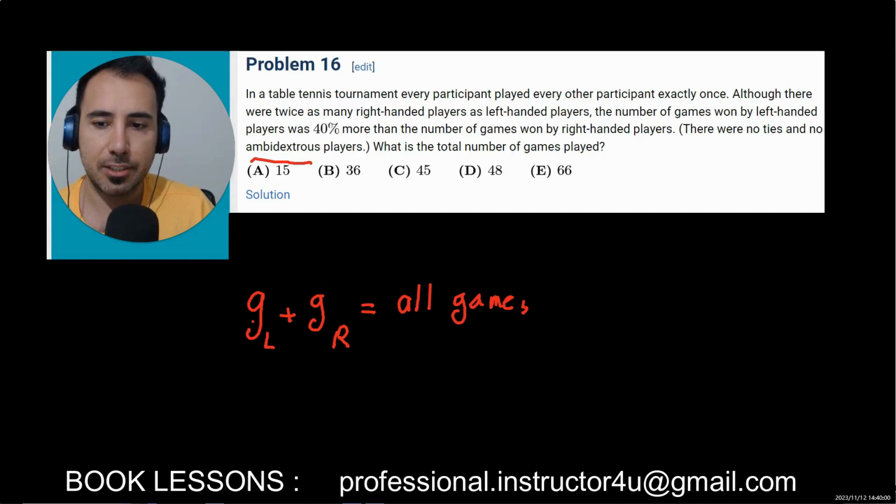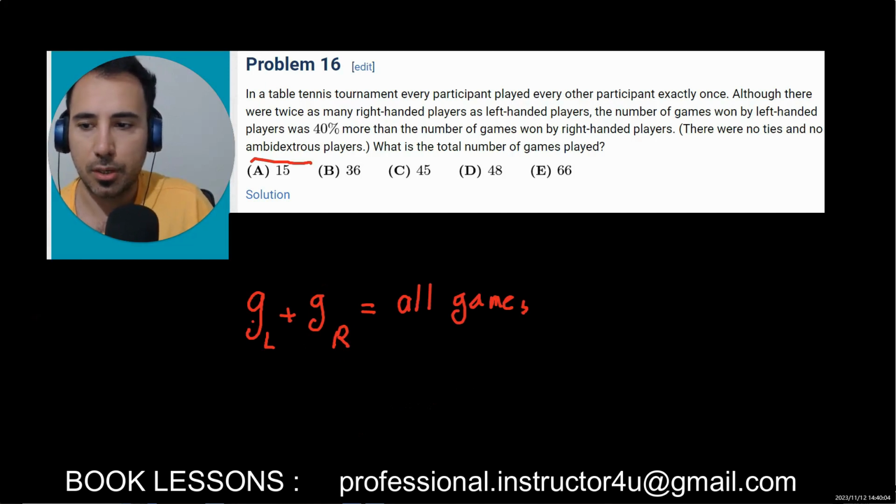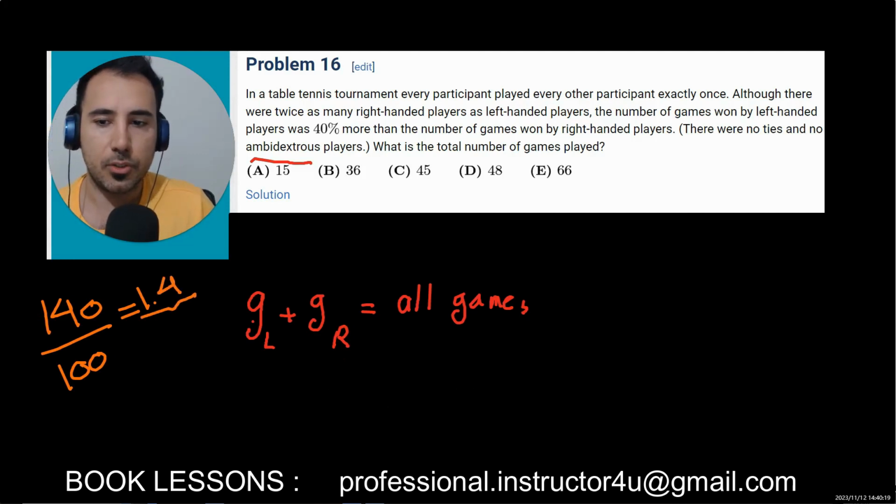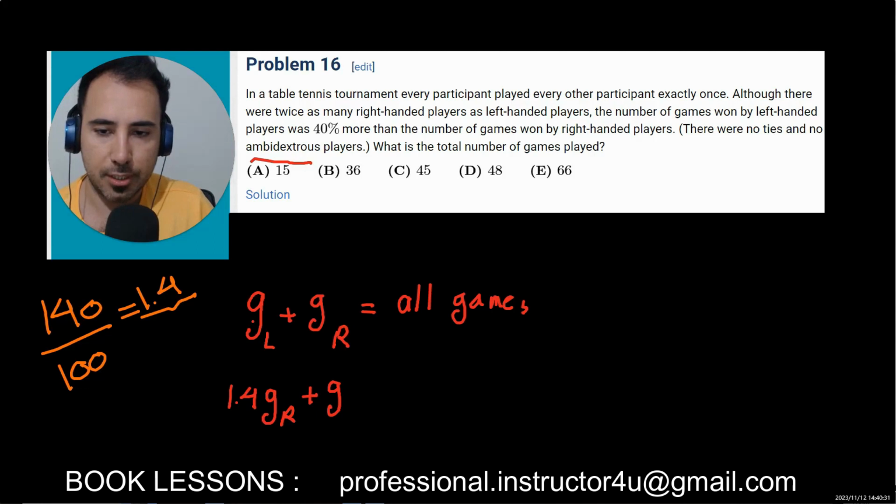So here it says 40%. We know that if you add 40% to 100%, it's going to be 140 over 100. Divide both by 100 and it is 1.4. So I'm going to write it this way: 1.4 of GR, the games won by the left-handed people, plus GR, the games won by the right-handed people, will be all the games.